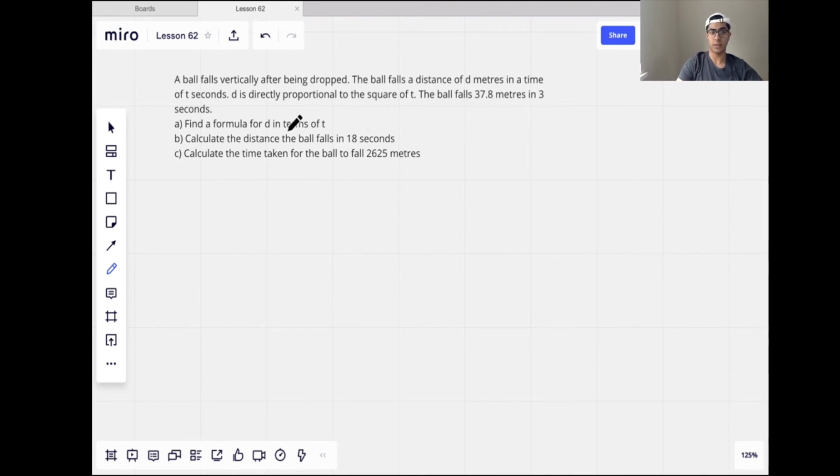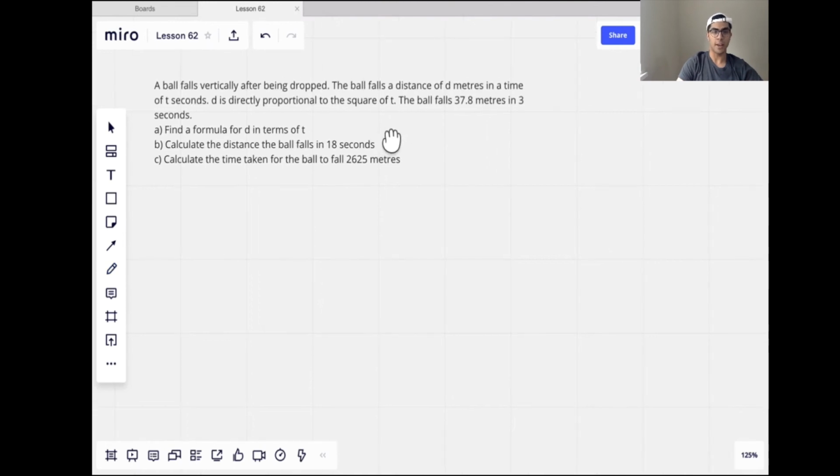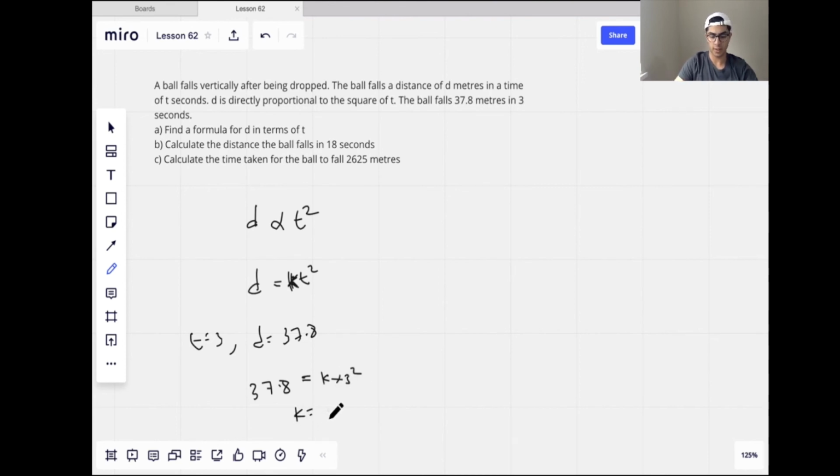Okay, so we know that d is proportional to t squared. Another way of saying this, remember, is d is equal to k t squared. And we can plug the numbers in here. We know that when t is equal to 3, d is equal to 37.8. So 37.8 is equal to k times 3 squared. So k is equal to, using the calculator, 37.8 divided by 9, which is 4.2. So the formula we have is that d is equal to 4.2 t squared.